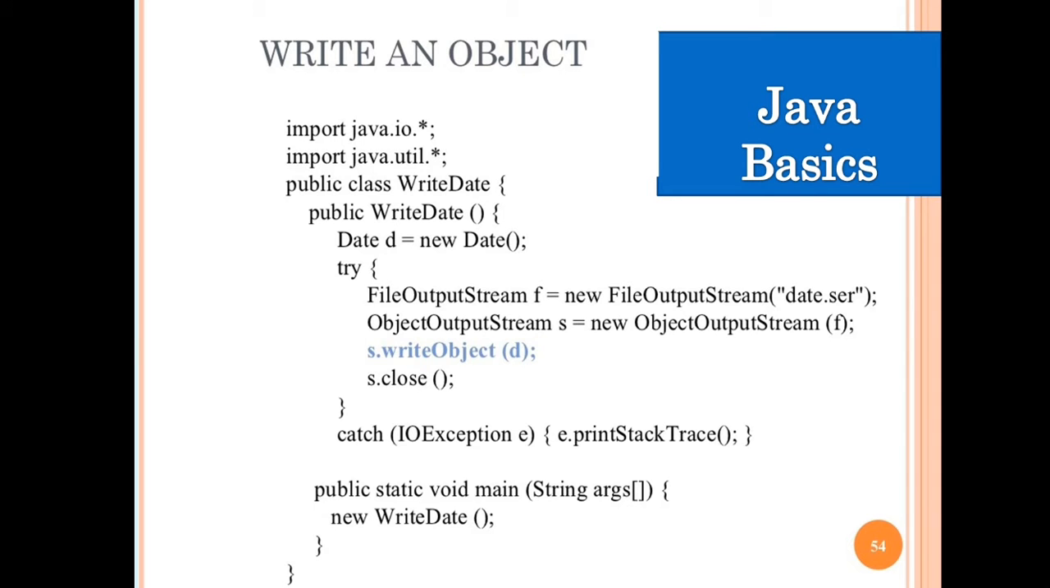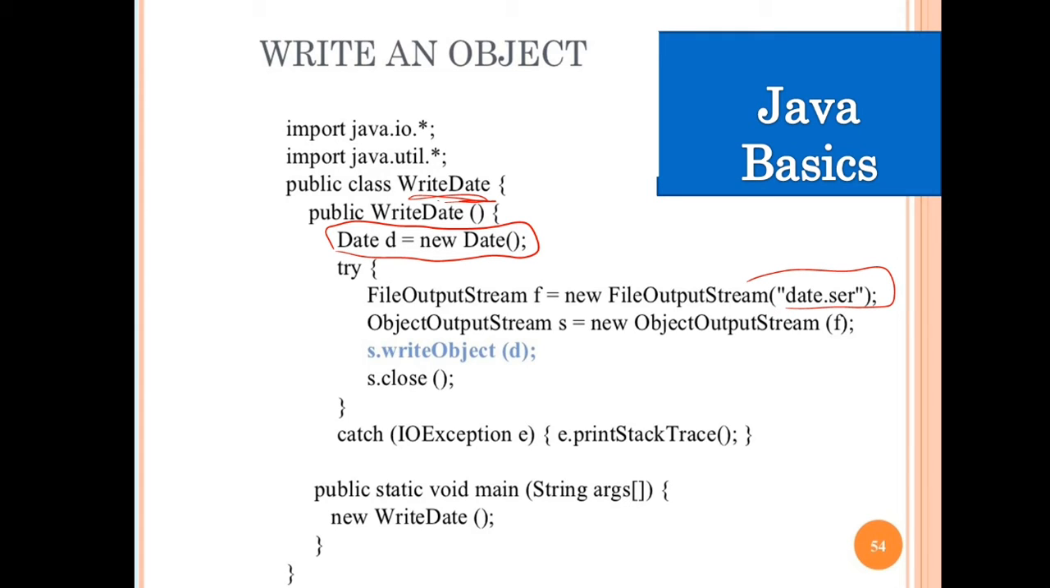So let's go through an example of writing an object. We have created one class called WriteDate. It is going to write a date into a file. So date is an object. This is a date, new Date. When we say new Date, it creates today's date, and we're going to create a FileOutputStream and associate one file to it.